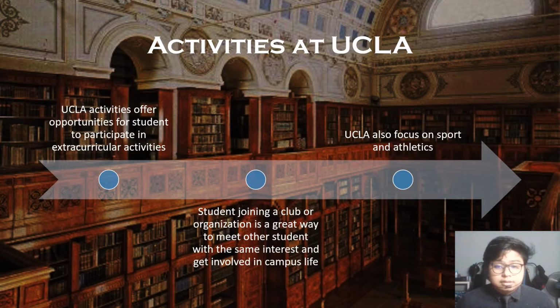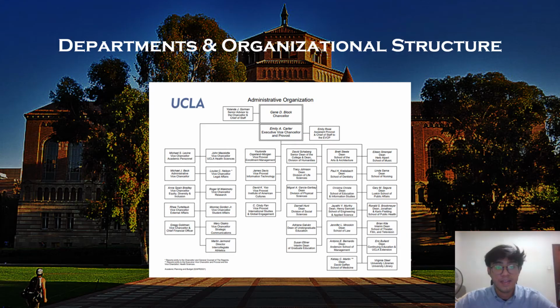Okay, activities in UCLA. UCLA activities offer opportunities for students to participate in extracurricular activities beyond the classroom walls. Students joining a club or organization is a great way to meet other students with the same interests and get involved in campus life. UCLA also focuses on sports and athletics. As you can see here, this is the departments and organizational structure for UCLA campus.